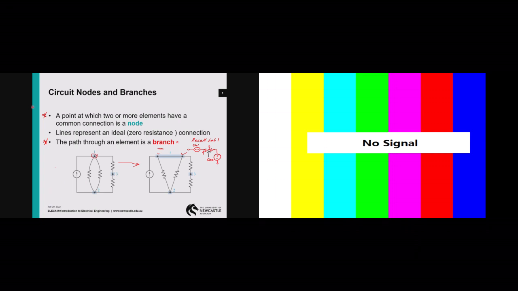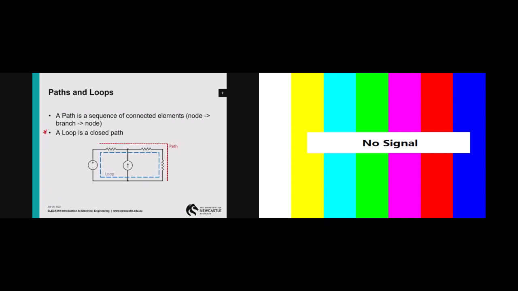Moving on next. After the concept of nodes and branches, you need to take note of what a loop is. A loop is essentially a closed path. As you can see over here, the one in blue is a loop. It travels from this end here, for instance, all the way around the circuit itself. Notice that this is also a loop, because this is a closed path. This is also another loop because it is also a closed path. So this circuit gives us a total of 3 loops.